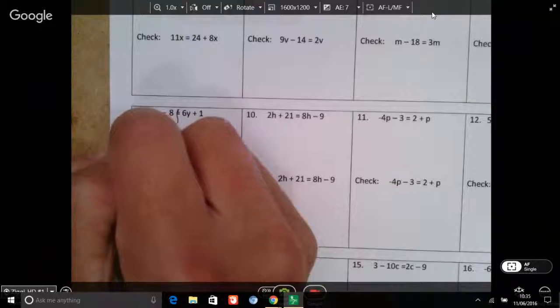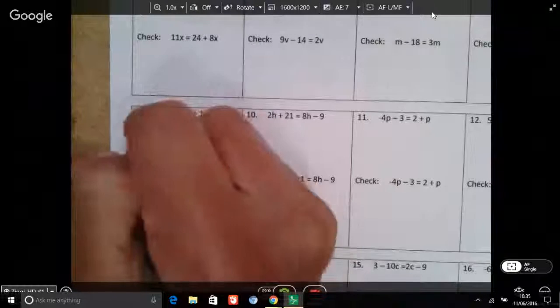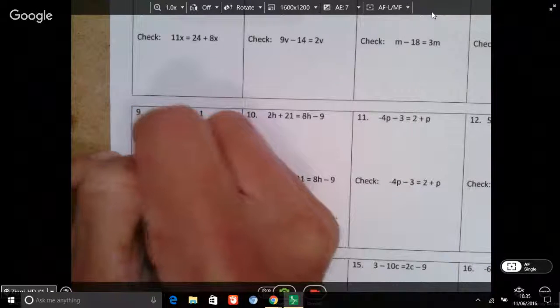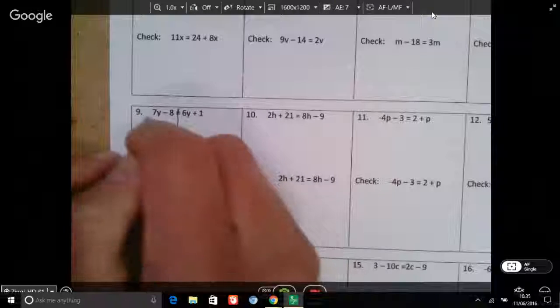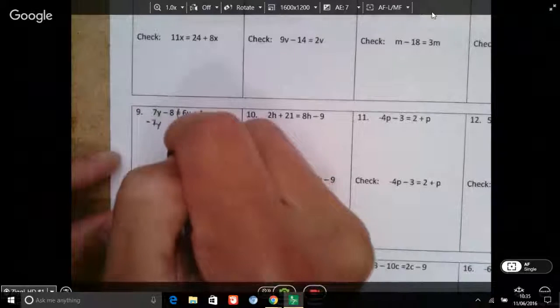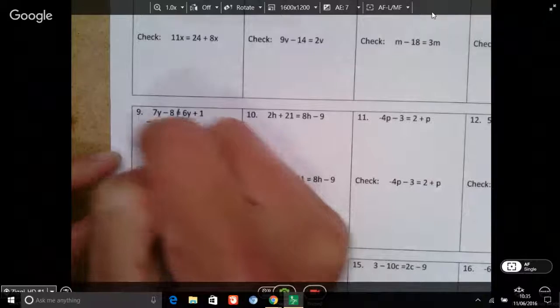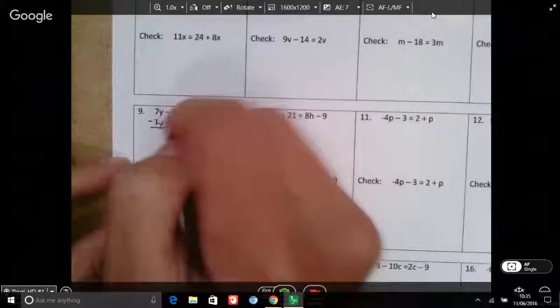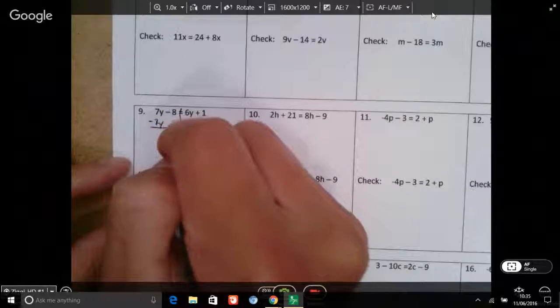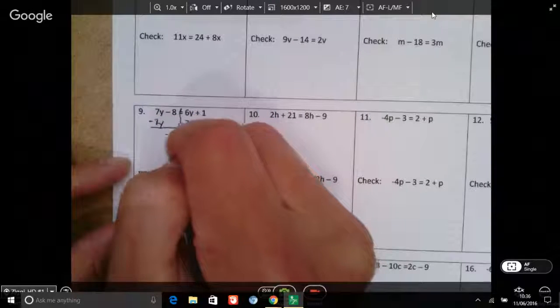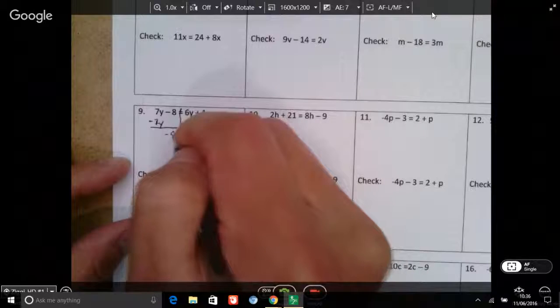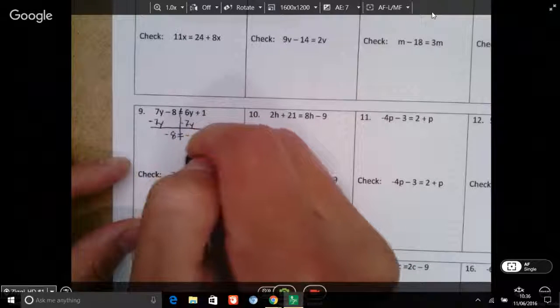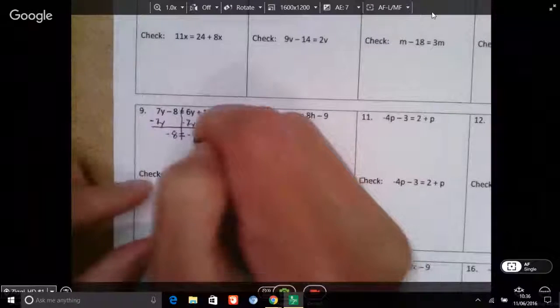So this 7y, it's a positive 7y. I'm going to subtract 7y on both sides. Again, that minus goes with the 8. You look at the sign to the left of the number. So 7y minus 7y is 0. I'm going to bring down this negative 8, right? To the left of the 8, there's that minus. So I'm bringing down negative 8. 6y minus 7y is negative 1y. Then I bring down this plus 1.